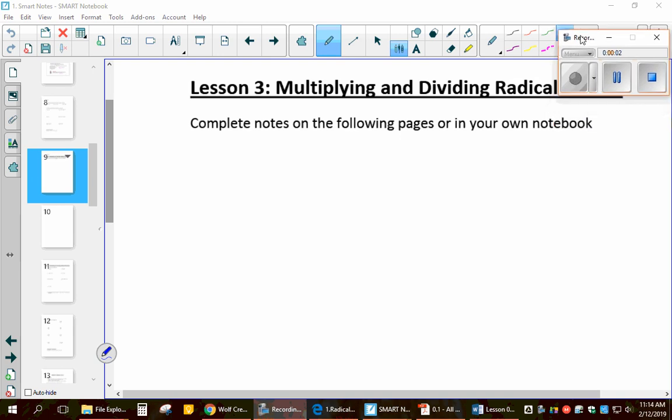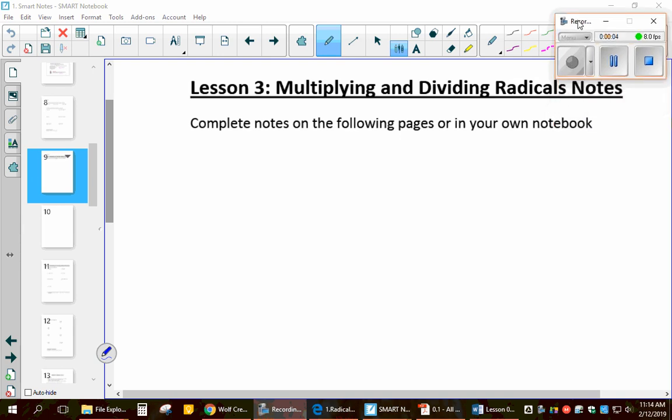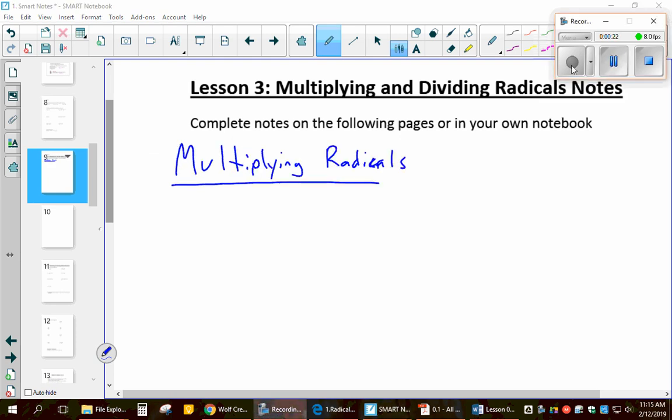Lesson 3. So we're going to be multiplying and dividing radicals. If you can just turn to this page and write down what I'm writing on this one, just a blank spot for you. Okay, so then we're going to have something like 3 root 2. So multiplying radicals. I'm just going to go through some examples and show you.